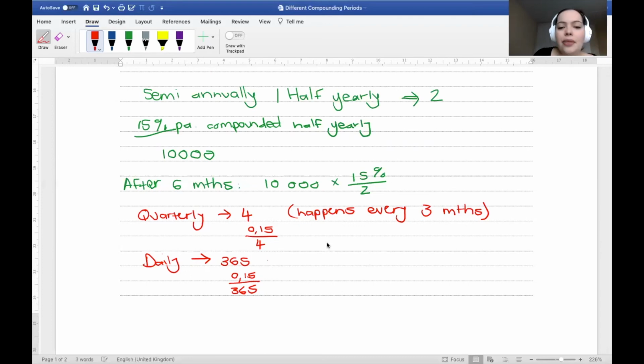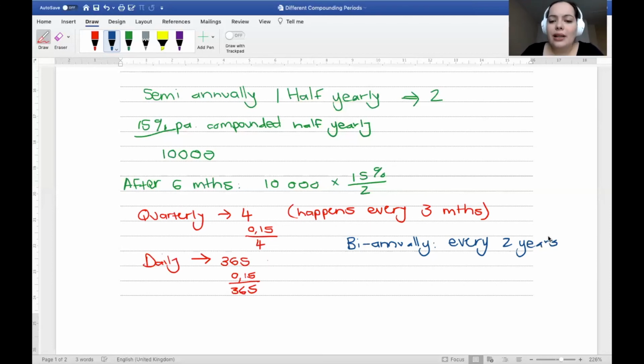Okay. There's only one more that I want to touch on, and it comes up very rarely, but I do just want to comment on it in case it appears in one of your questions. I don't want you to get tripped up. Okay, biannually. This actually means every 2 years. This happens every 2 years, meaning that if you're talking about having this investment for 2 years, they're only going to give you interest once.